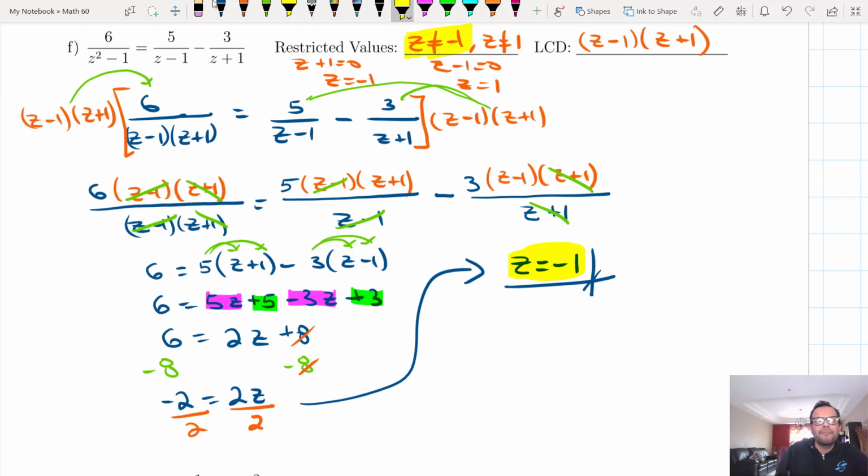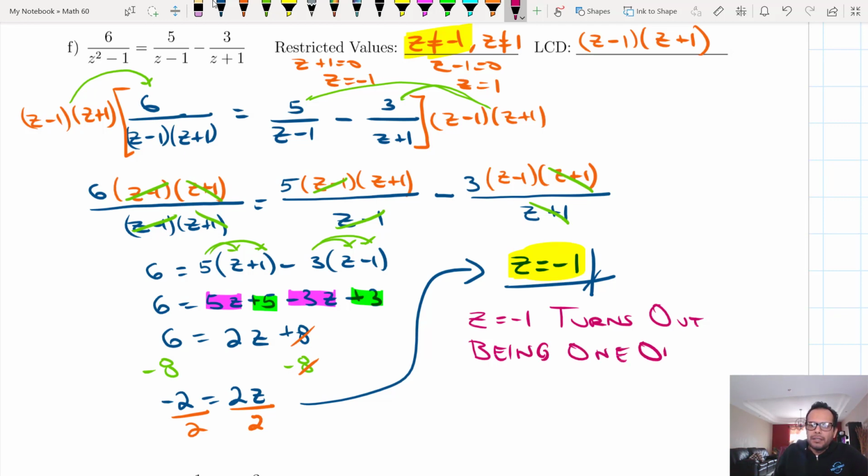In this case, z equals negative 1 turns out to be one of the restricted values.